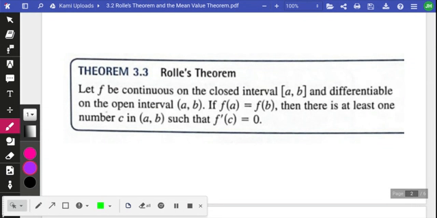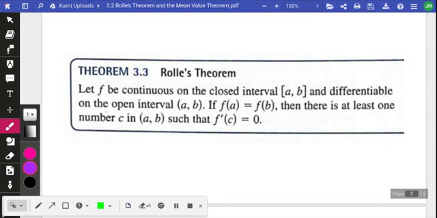If my endpoints, when I plug them in, are equivalent, like I plug in a and I plug in b and those values are the same. So I kind of picture a parabola, like when I plug in 1 and I plug in -1 into x squared, they're going to give me the same output. So at that instance, if f of a equals f of b, then there's at least one number c somewhere inside that domain, a and b, such that the first derivative of that value is equal to 0.